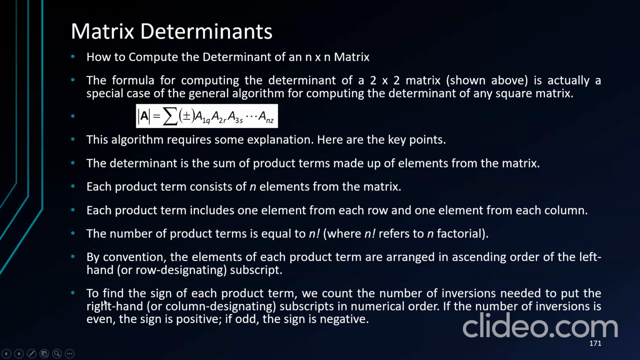So, to find the sign of each product term, we count the number of inversions needed to put the right hand or column designating subscript in numerical order. If the number of inversions is even, the sign is positive. Okay, 1, 2, so positive yon. If odd, the sign is negative. So may example naman to.